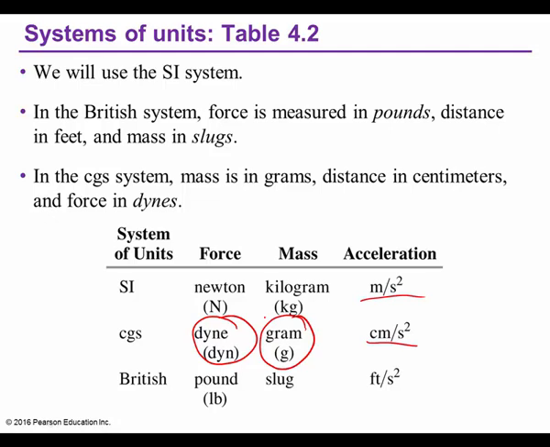So if we're dealing with SI units, your mass is in grams and your acceleration is in centimeters per second squared. What about the British system? Now this is the one we're most familiar with. Feet per second squared. Feet per second.